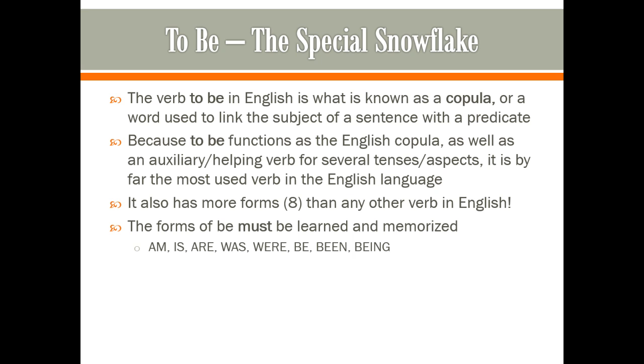Unfortunately, it is also the most complex verb in the English language. It has 8 forms, which is more than any other verb. You need to just learn those and memorize them because it is very important that you identify the forms of be. It helps you identify a lot of what's going on with the verb phrase if you recognize them immediately. The forms are am, is, are, was, were, be, been, being, and you need to be able to say them just about that fast, so memorize them.